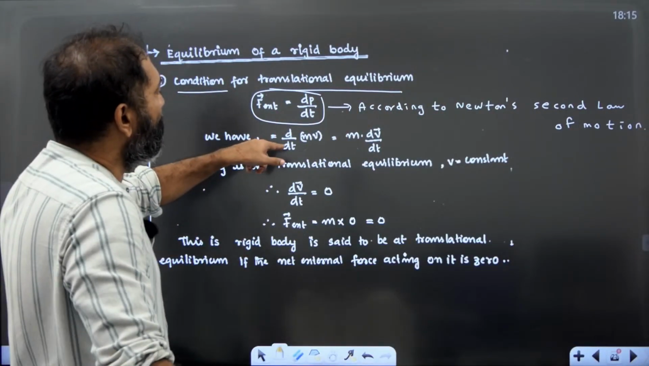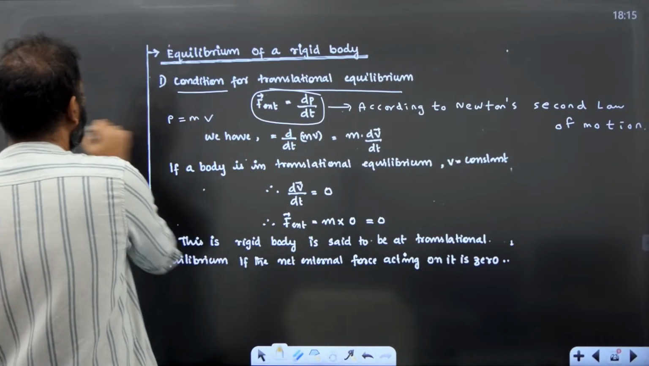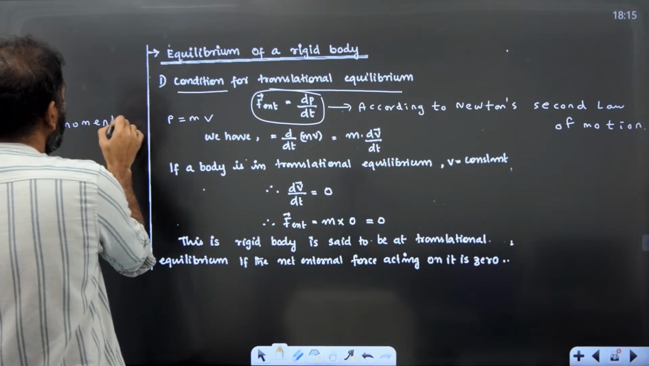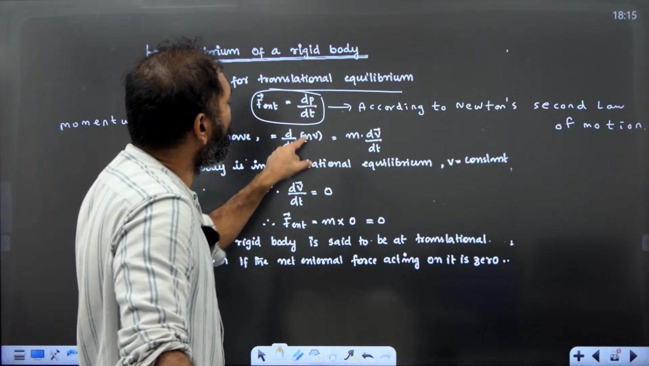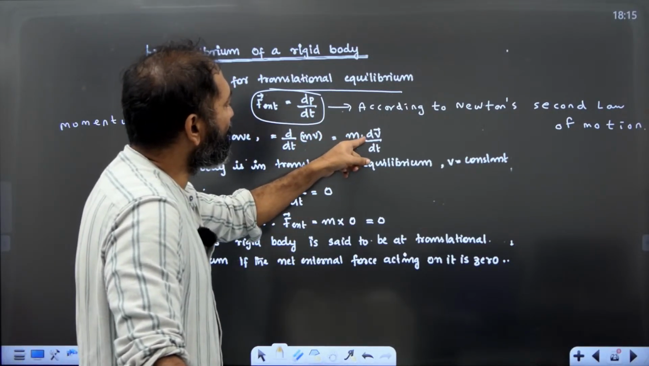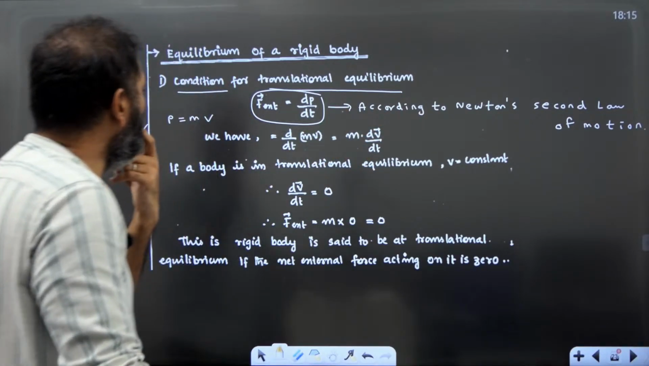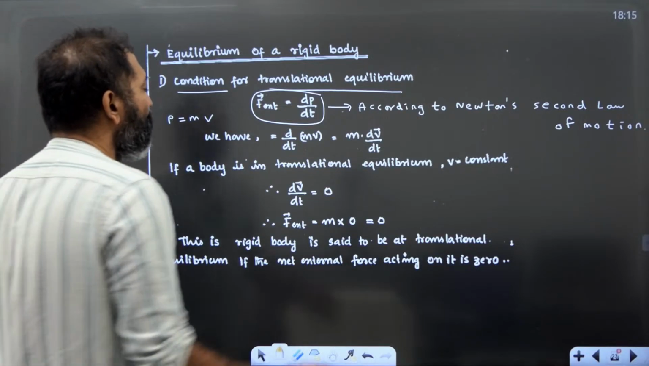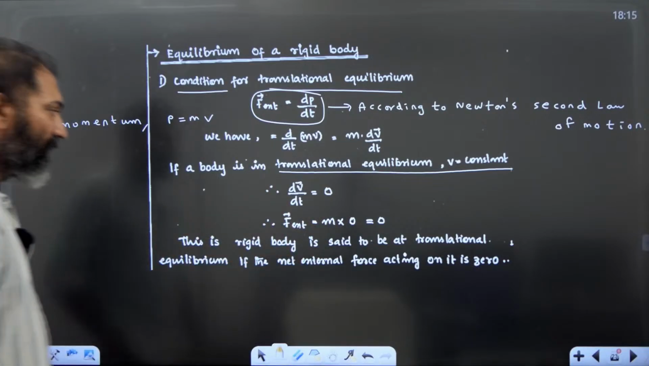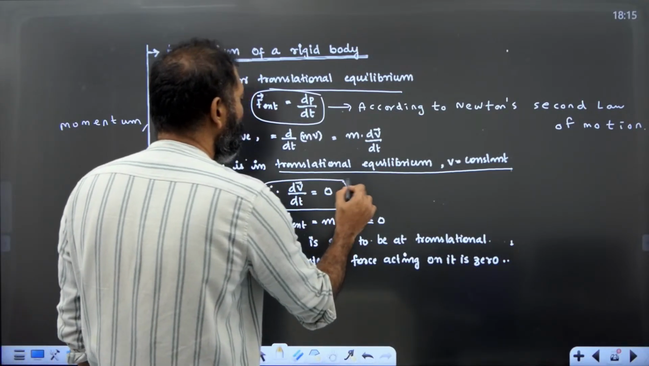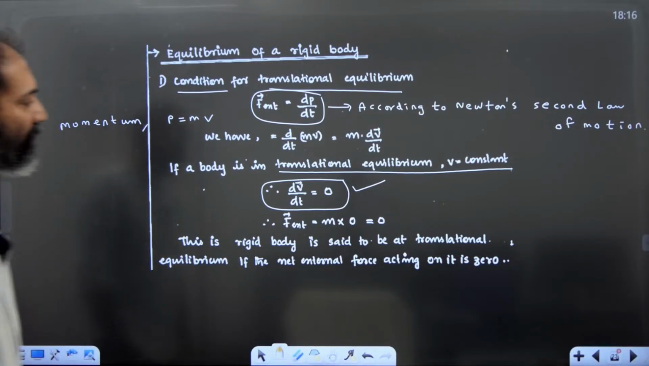Instead of momentum p, we can write mass into velocity. So d by dt of p becomes d by dt of mass into velocity. But mass is a constant, so it is taken outside the differentiation. So m into dv by dt. Now we have already seen that if a body is in translational equilibrium, velocity will be constant. That means dv by dt is equal to 0.